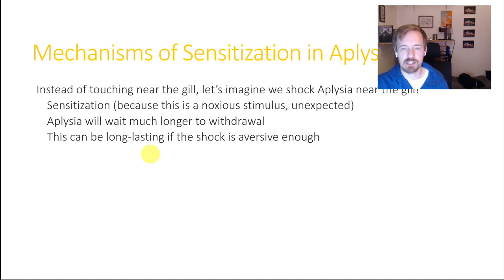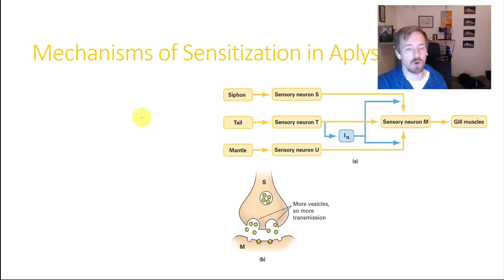So instead of touching near the gill, let's say that we are going to shock it near the gill. That's going to create sensitization, right? Because we're talking about an aversive, noxious stimulus, and we're doing it once really hard or really strong, and that changes what's going on in the brain there. So in the case of sensitization, let's say that we shock this tail, that sensory neuron is going to be active, but it is also going to try to find other nearby neighboring neurons that are going to help us communicate with the other sensory neurons. That way we can have a strong reaction to the gill muscle.